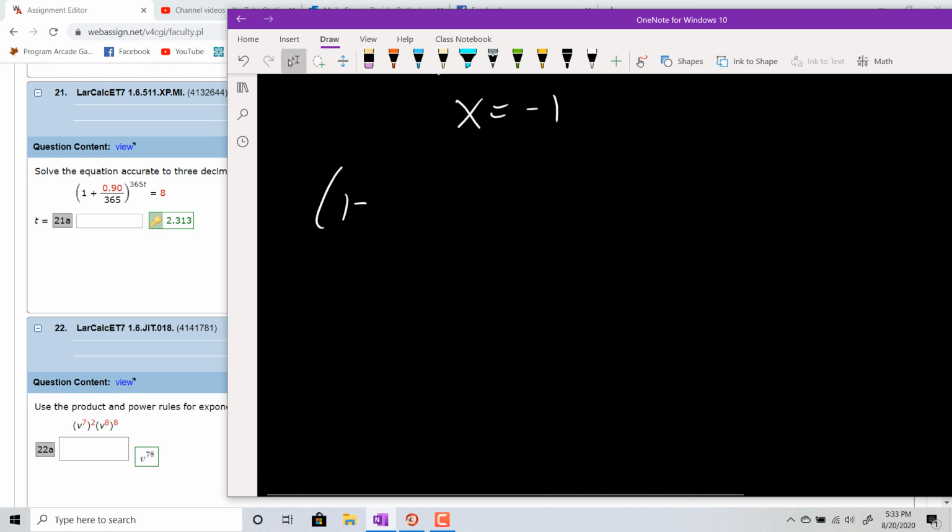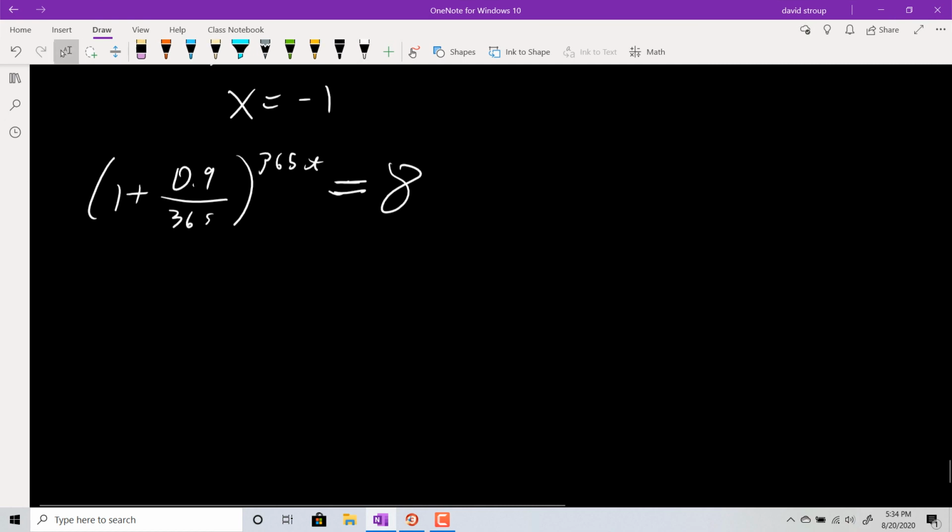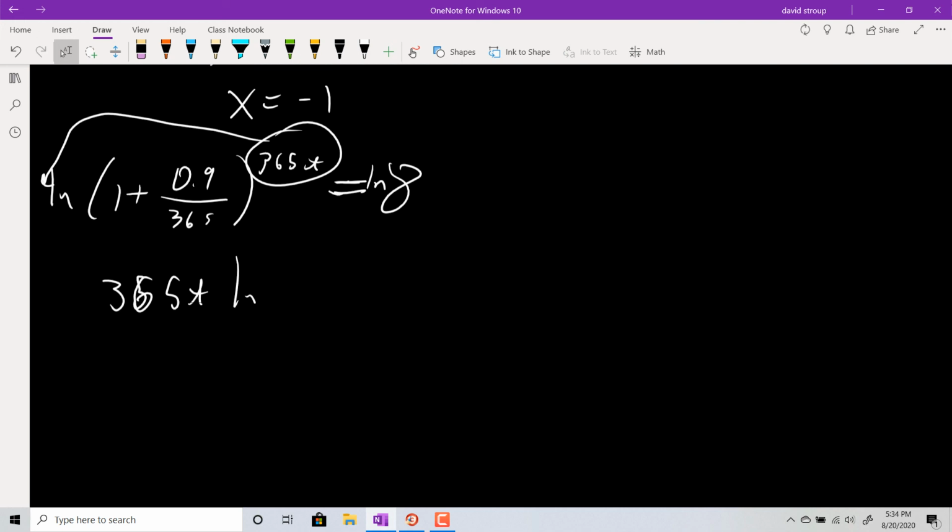So what we got? 1 plus 0.9 all over 365, to the 365t. It's an expression you would see in accounting. Okay, what is that? The compound interest formula. All right, so how do I solve it? Take ln on both sides. So I'd have 365t, so you can bring down this exponent and put it in front, times the ln of 1 plus that thing.